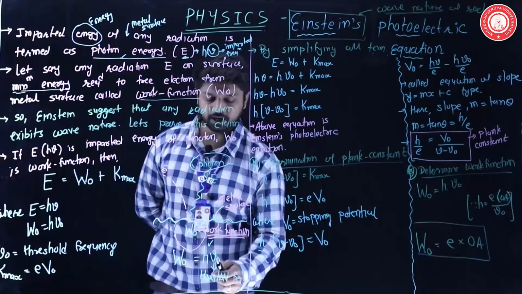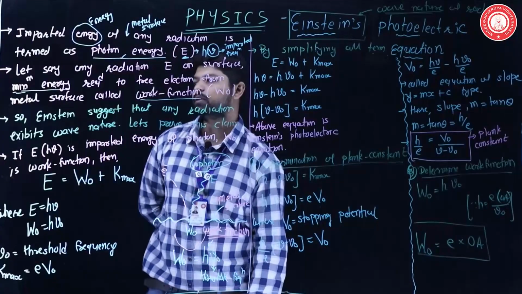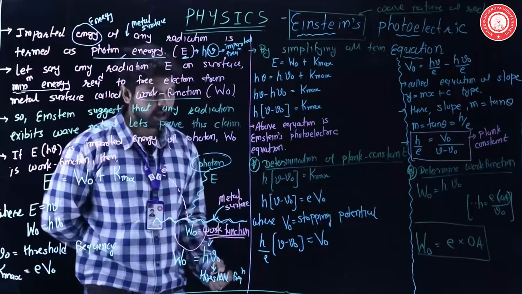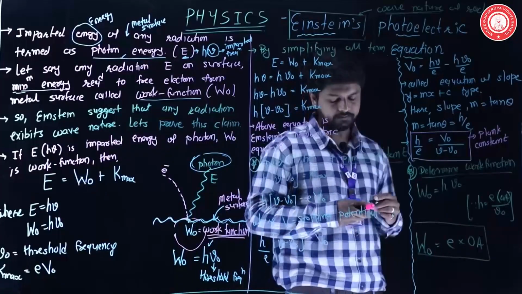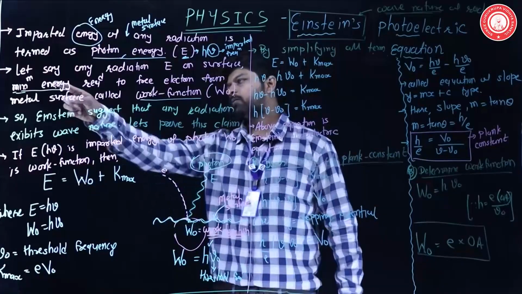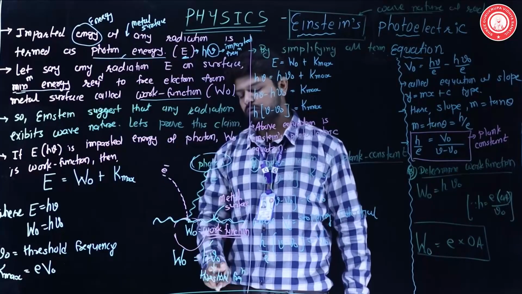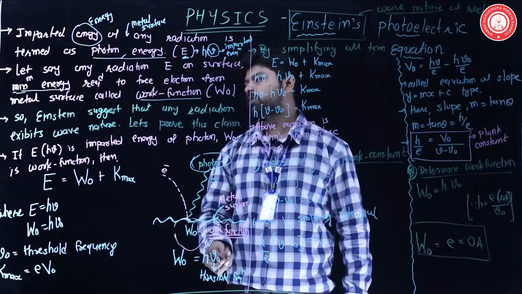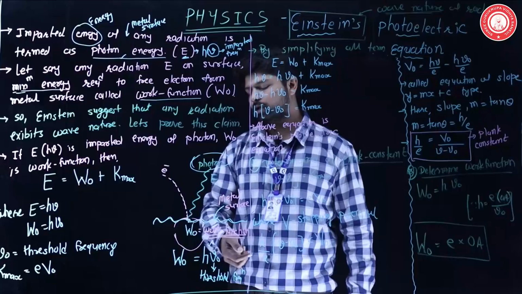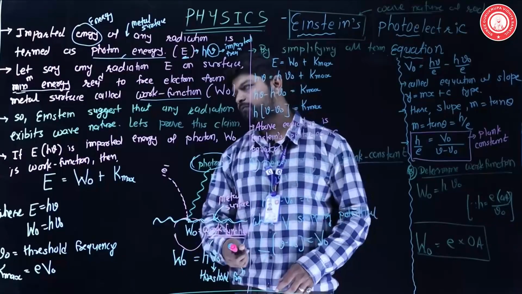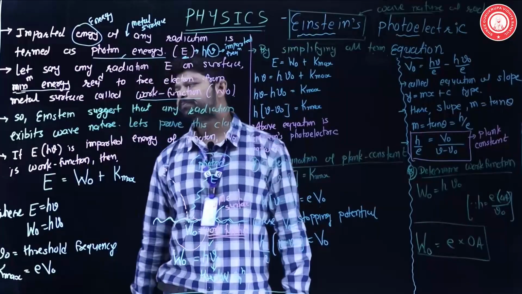But if I am writing here V0, which is my threshold frequency, which is termed as the minimum frequency required to free the electron. See, there are two things. Number one, minimum energy, which is work function. Number two, minimum frequency, which is threshold frequency. Both are considered in a single equation, which is the equation of work function: W0 equals h into V0.